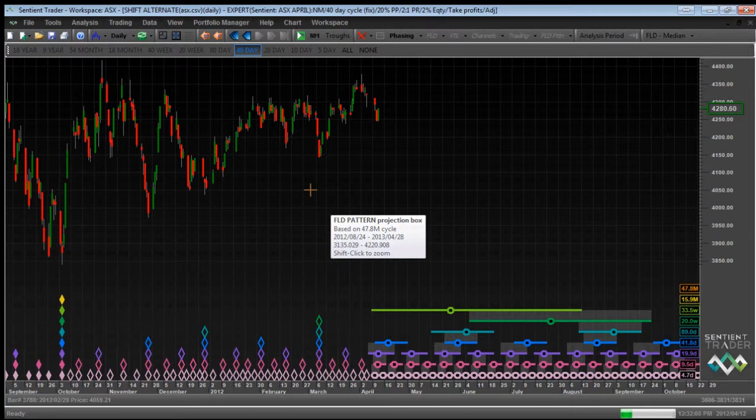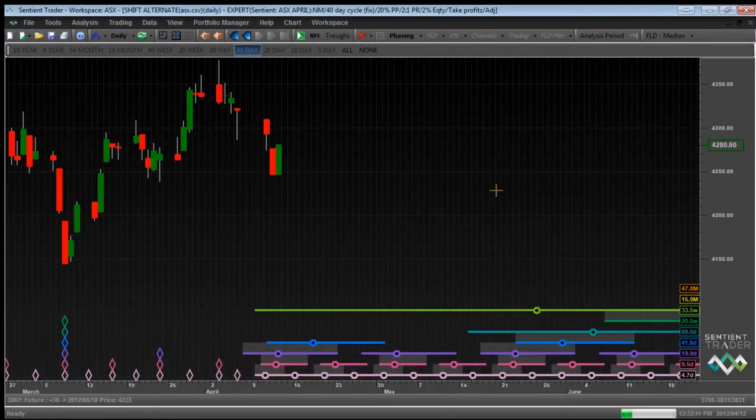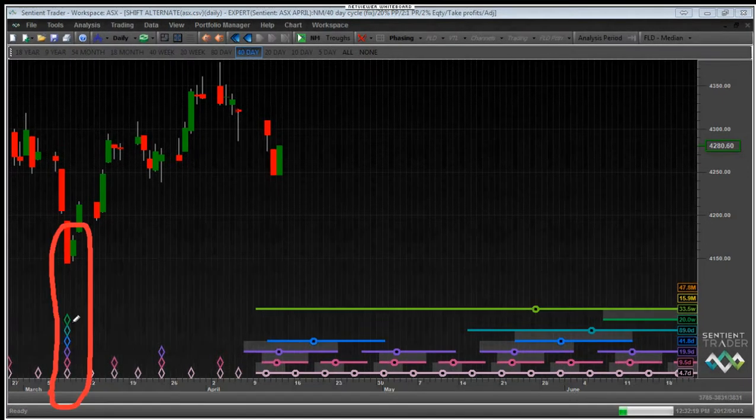Well, what it means is that in the next 40-day cycle, and so now what we need to do is zoom in even further and have a look at what the next 40-day cycle is all about. Let me zoom into this kind of scale. Okay, now at the foot of the chart you will see a pile of diamonds, and here they are.